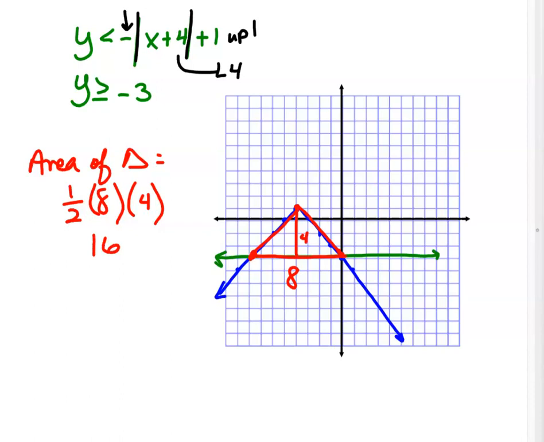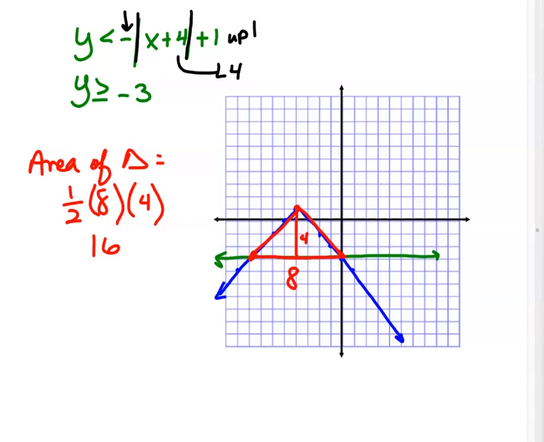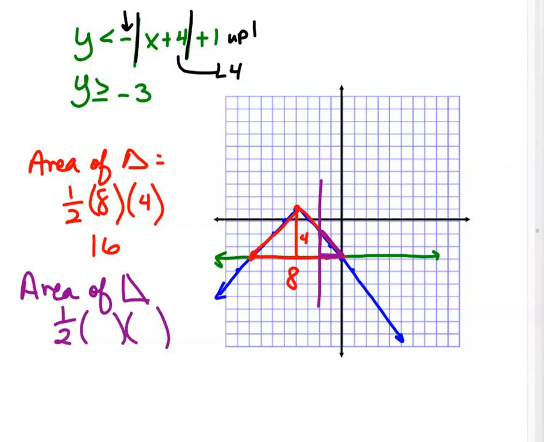Now it says find the probability that a point in that 16 square units is also in the region where x is greater than negative 2. So x greater than negative 2 would be here, and we're looking for the area of this little triangle. The area of our purple triangle, again, is 1/2 base times height. In this case, our base is 2, and our height is also 2. So 1/2 times 2 is 1, times 2 is 2.